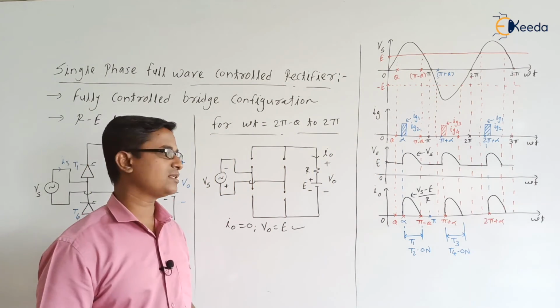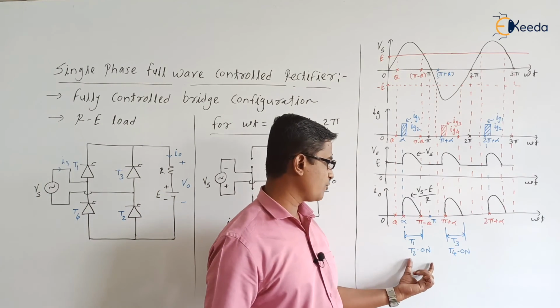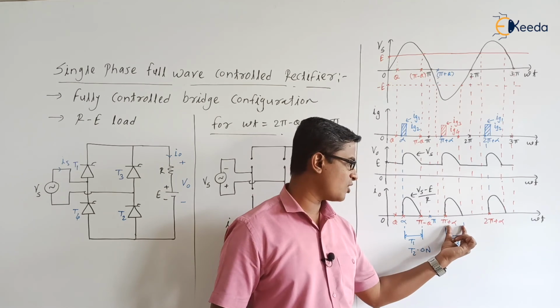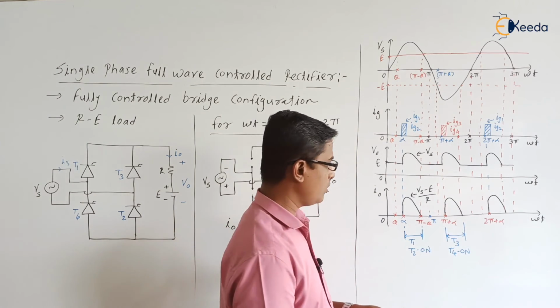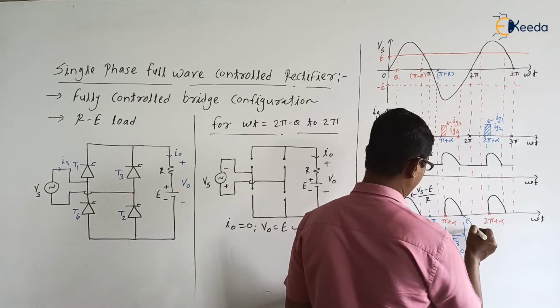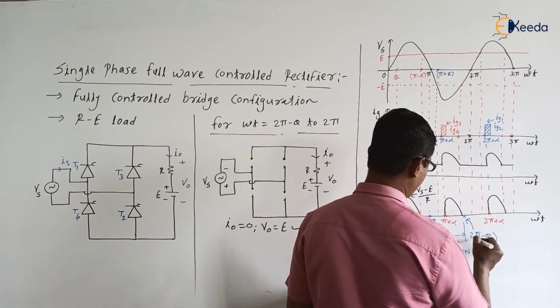If you check the circuit operation, thyristors T1 T2 will be in the on state from alpha to pi minus theta only, and thyristors T3 T4 will be in the on state from pi plus alpha to 2 pi minus theta. So this instant is 2 pi minus theta. Are you getting the point?